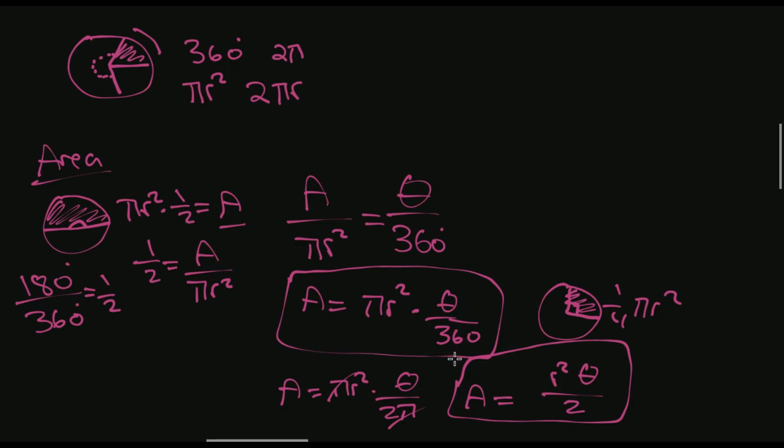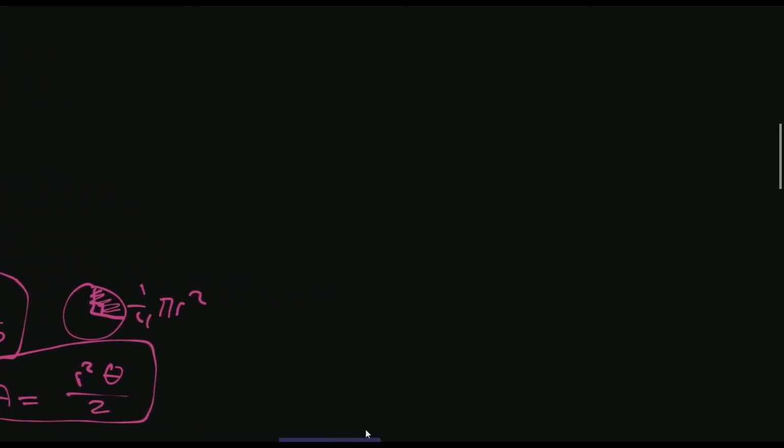Like over here, I have 360 degrees. I cannot plug in radians to this equation. I will get a wrong answer. And over here, if I plug in degrees, my answer will be way too big. So this idea of part over whole works with a sector as well.